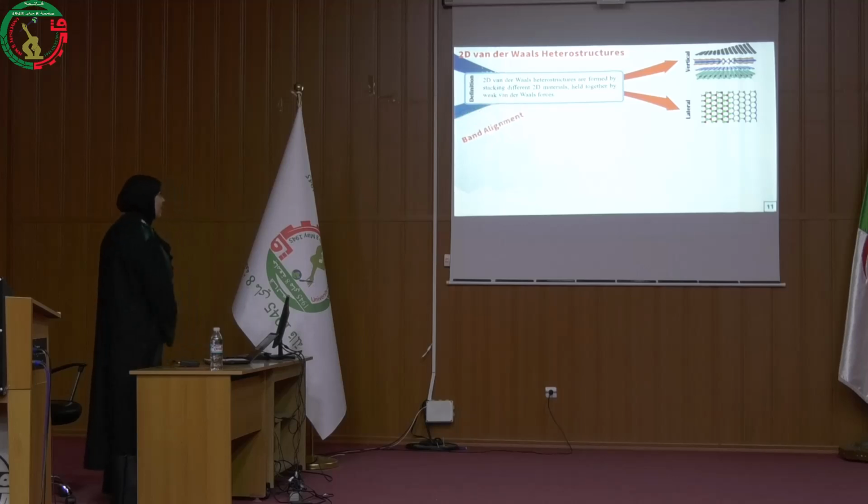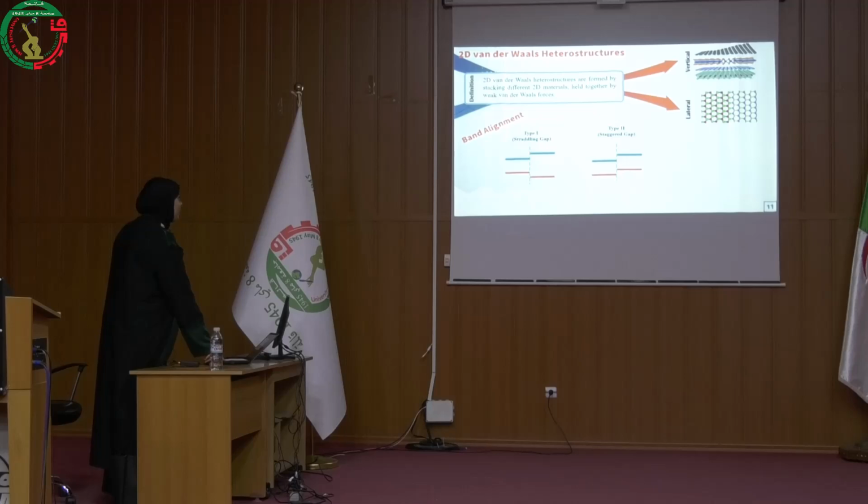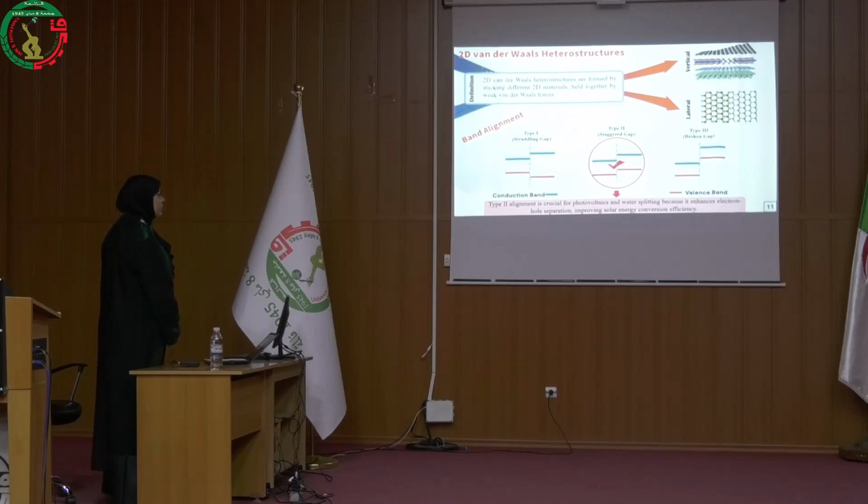The key factor in heterostructures is band alignment, which determines the electronic properties and performance. Band alignment is classified into 3 types. Type 1, straddling gap; type 2, staggered gap; and type 3, broken gap. Type 2 alignment is ideal for photovoltaics and water splitting because it enhances electron-hole separation and improves solar energy conversion efficiency.